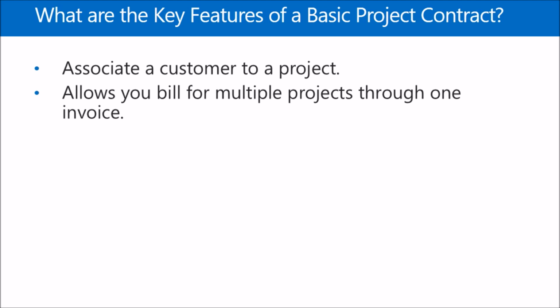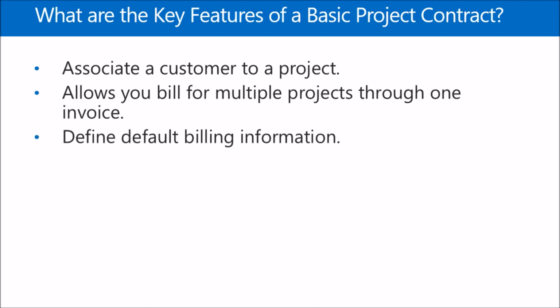So when you create that contract, the next step is to create a project. And when you create a project, and if it's an externally facing project, you are required to define a project contract. So you can have 1 or 1,000 projects that are assigned to one specific contract.